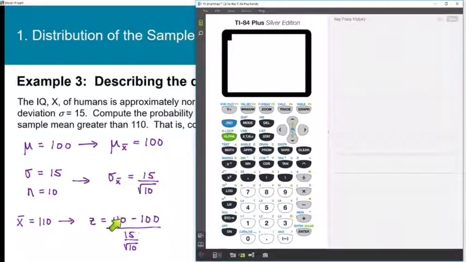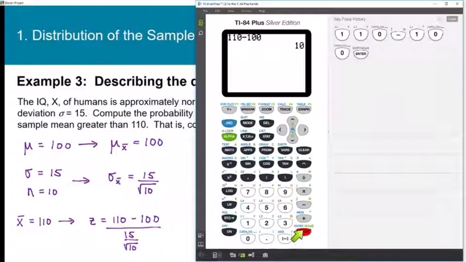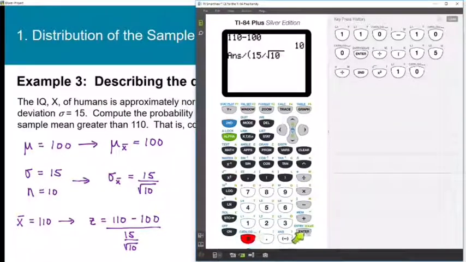So now there's no doubt that you can do this subtraction mentally, but if you couldn't, you would enter 110 minus 100, and press enter. It's very important that you press enter there and actually see that difference on the screen. And then we need to divide by this whole quotient. The problem is, if you don't put this in parentheses, it will divide by 15, and then it will divide that answer by square root of 10. That's not what you really want. What you want is for it to divide 10 by this quotient. So we need to tell the calculator that we want to divide that 10 by the total of 15 divided by the square root of 10. And so our z-score ends up being 2.11.